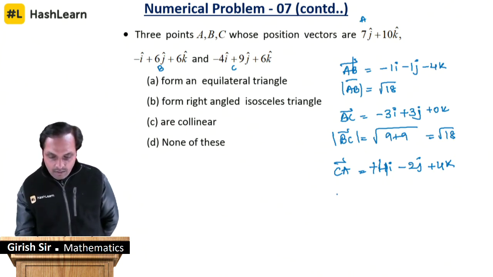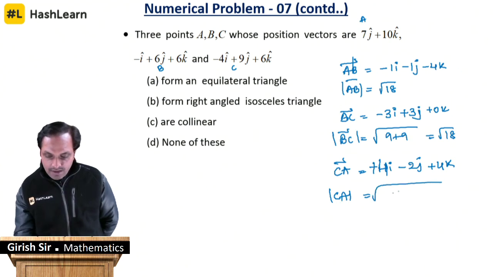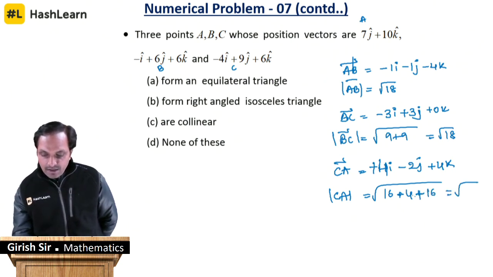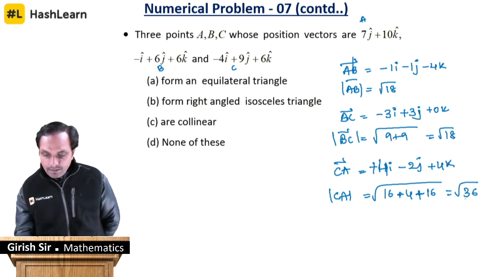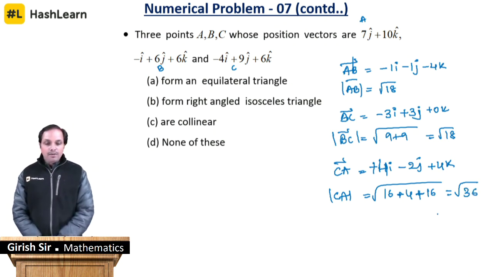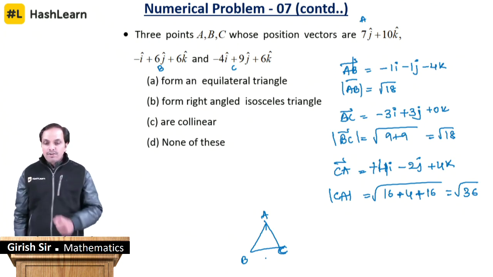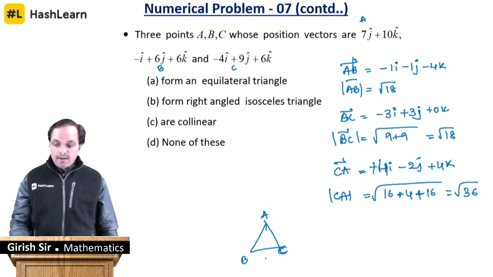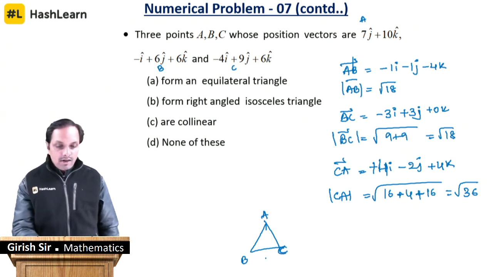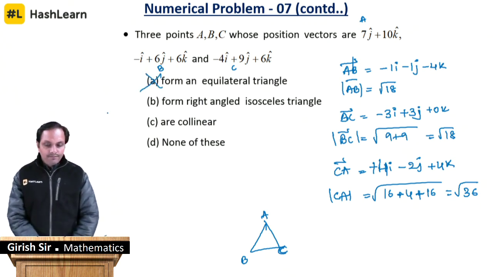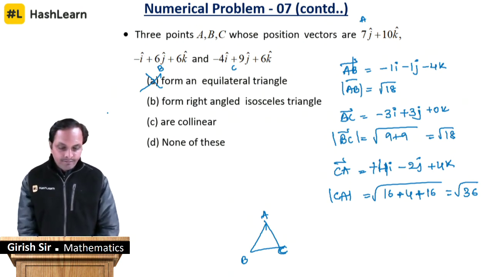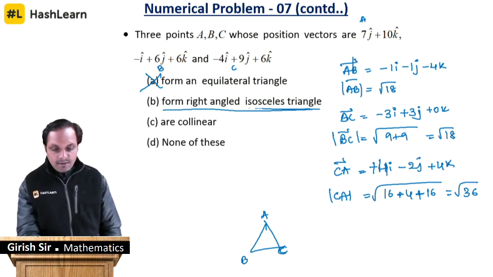और magnitude of CA क्या हो गया? Root 16 plus 2 square is 4 plus 4 square 16, ये हो गया 16 plus 16 32 plus 4 is 36, root 36. And they are telling you the magnitude जो मिल गया ना, AB, BC, CA, they are not equal. There are two which are root 18 and the third one is root 36. तो इसलिए हम इसको equilateral triangle we cannot say that as an equilateral triangle. Is it a right form of isosceles triangle?